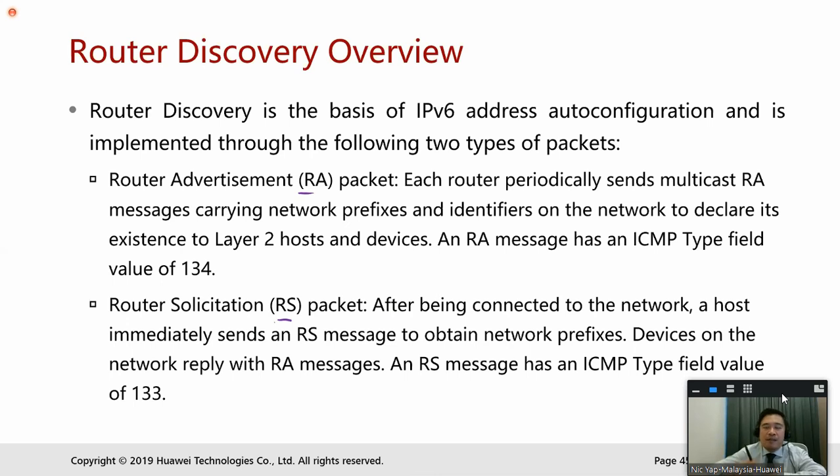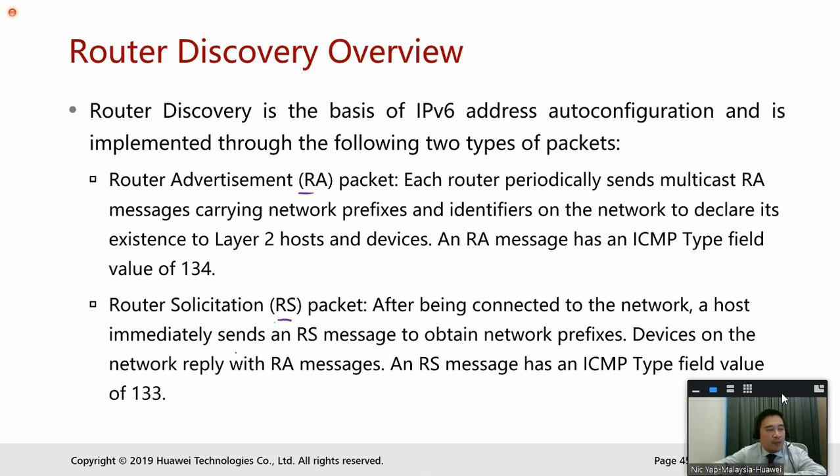I'll keep on sending RA messages to alert everybody. This is my prefix. You need to generate your own interface ID to configure as your IPv6 address. This is on the RA. RAs will be sent by the routers or the switches. Now router solicitations: after being connected to the network, a host immediately sends an RS message to obtain the network prefix.